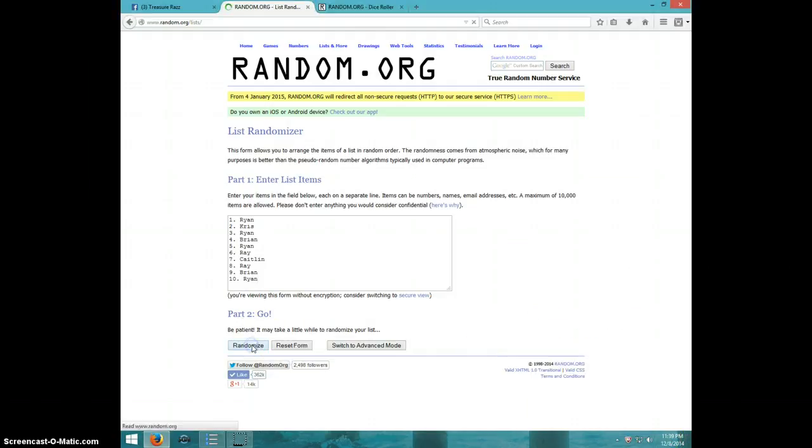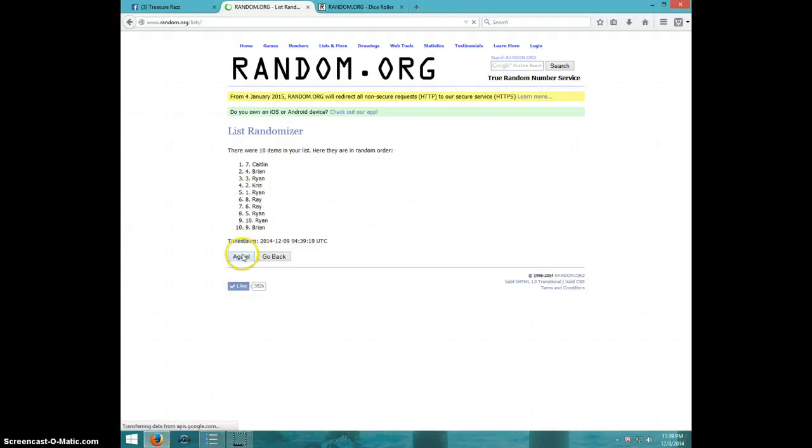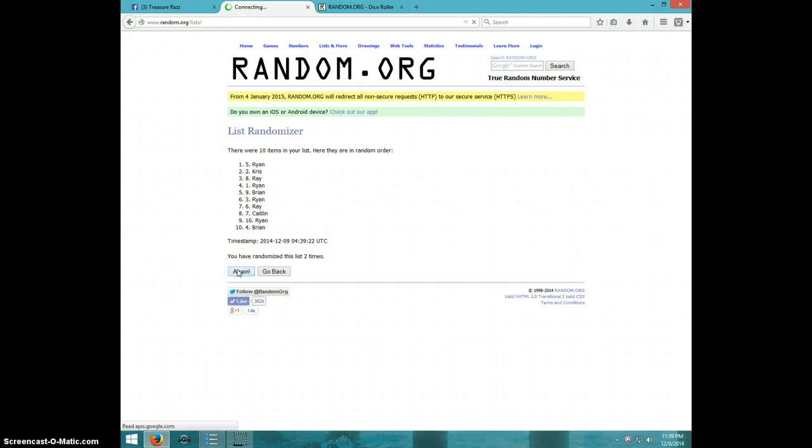11:39. Good luck. One. Two. Three. Four. Five. Six. Ray on top, Ryan on bottom after six.